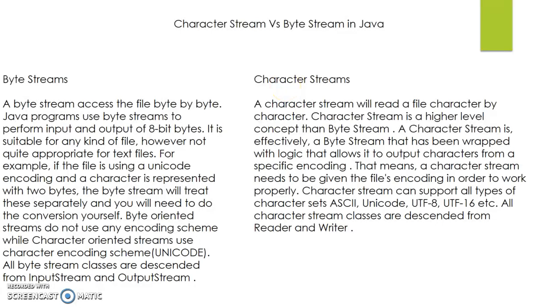Character streams. A character stream will read a file character by character. A character stream is a higher level concept than a byte stream. It is effectively a byte stream that has been wrapped with logic that allows it to output characters from a specific encoding. That means a character stream needs to be given the file's encoding in order to work properly. Character streams can support all types of character sets: ASCII, Unicode, UTF-8, UTF-16, etc. All character stream classes are descended from Reader and Writer.